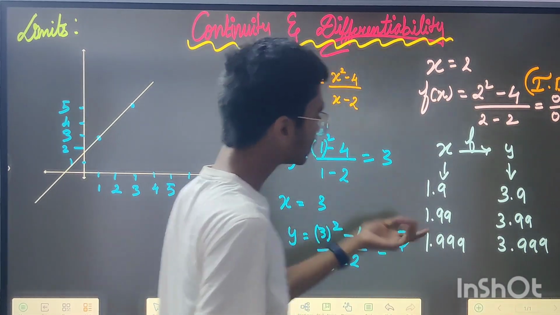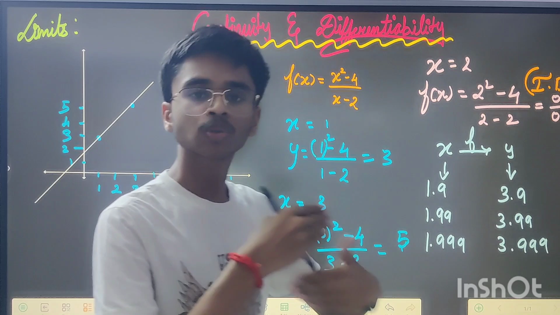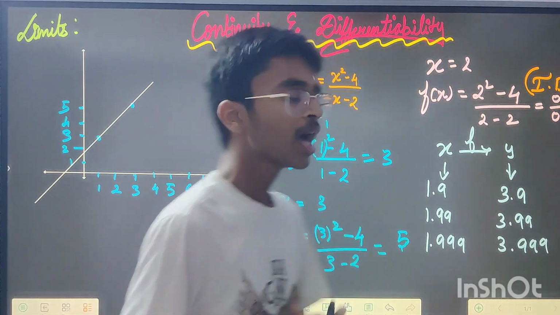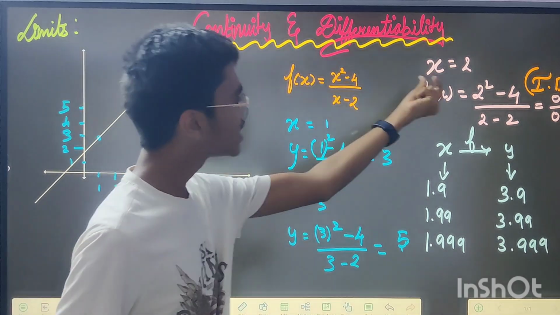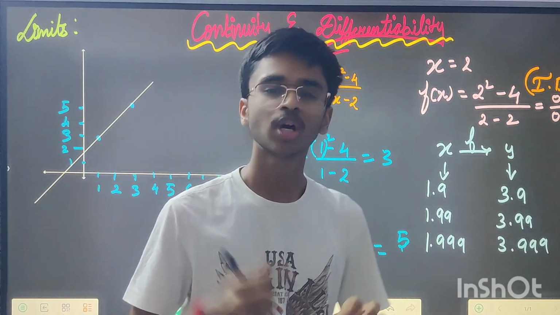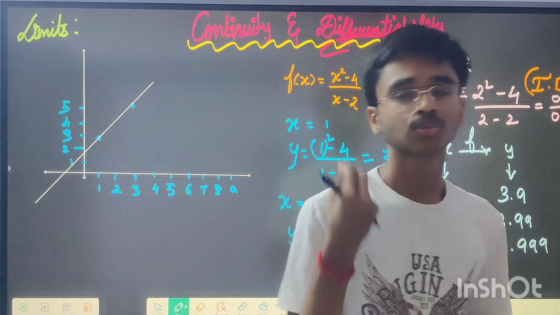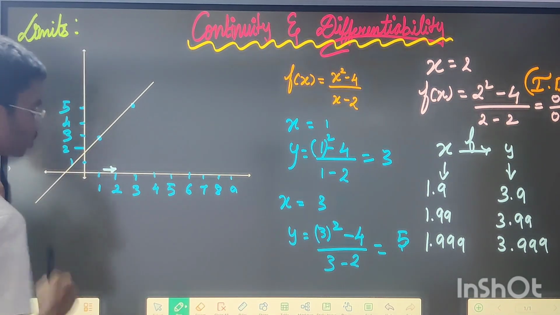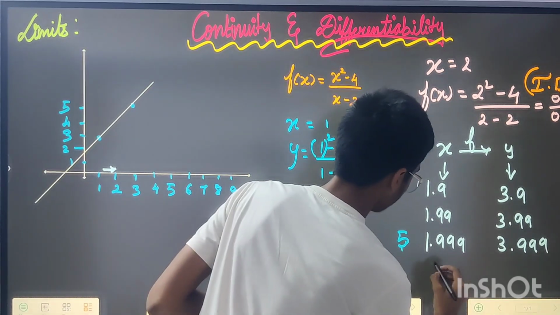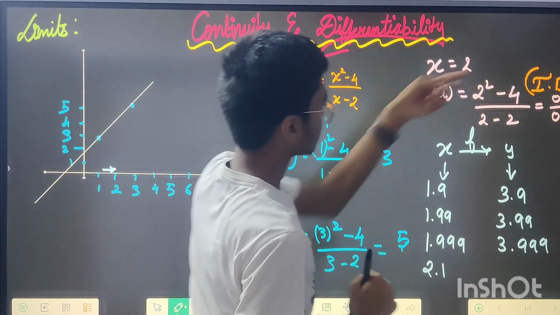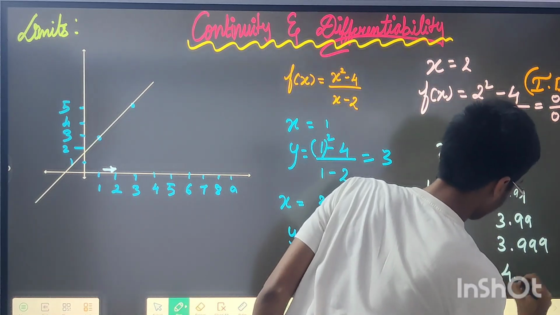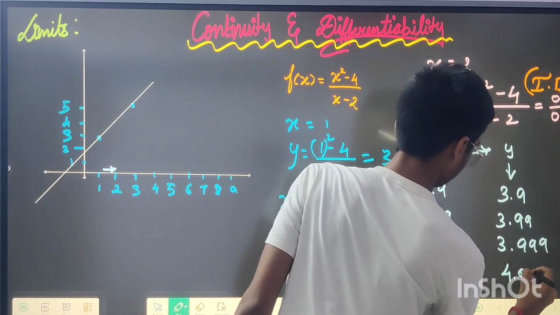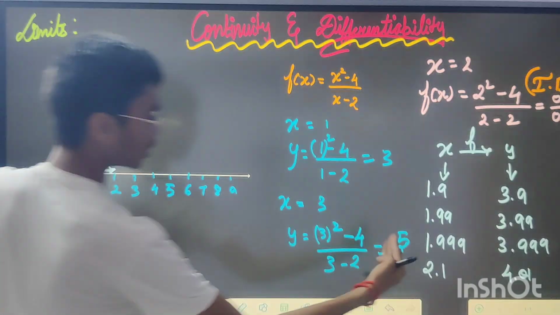Like that, as you bring this x value closer to 2, the y value will also be coming closer to 4. So in this case, you are not giving the exact value of 2. Instead, you are giving values which are nearer to 2. The x values are approaching 2 from this side. You can also give 2.1 and substitute in this format. Then you will get something like 4.01. It will also be nearer to 4 only.